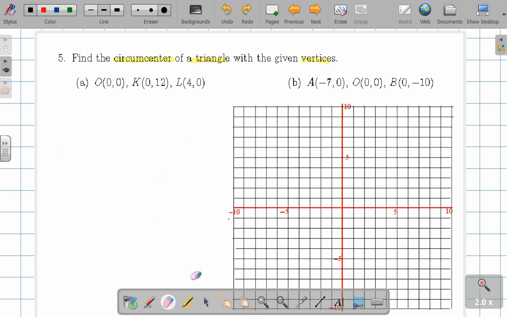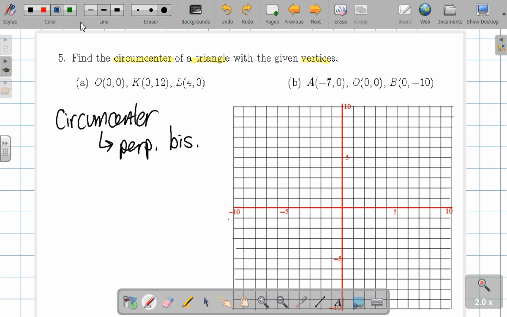Now, let's logically deduce what we have to do, because everything boils down to like midpoint. Circumcenter. Once again, circumcenter is the intersection of what? There you go. And so now, perpendicular bisector. That's what you need to know. And one step under perpendicular.